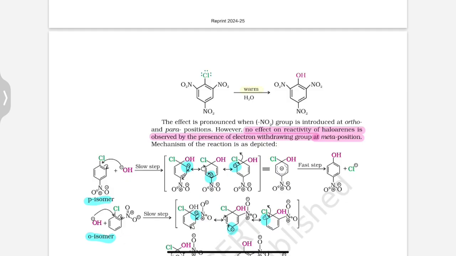We have seen that the electron withdrawing group should be present only at the ortho and para positions. If it is present at the meta position, it doesn't have any effect. The reason is given here clearly.